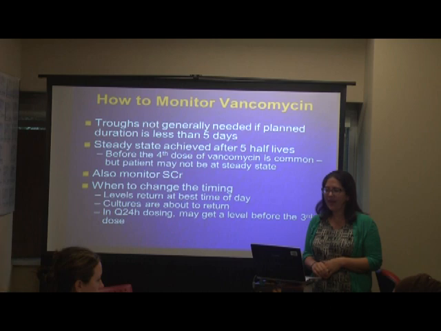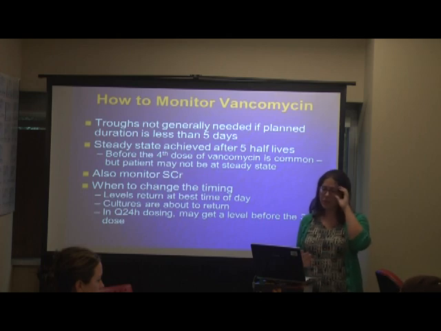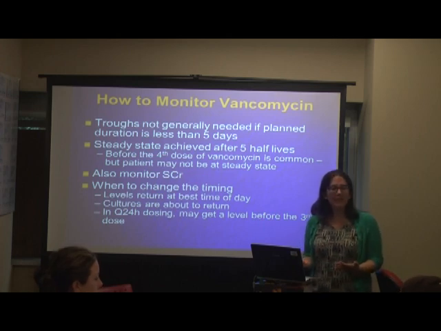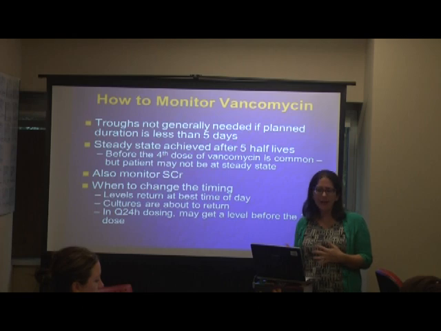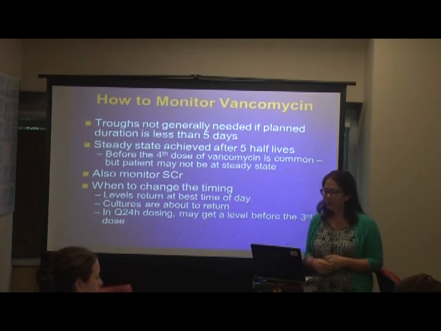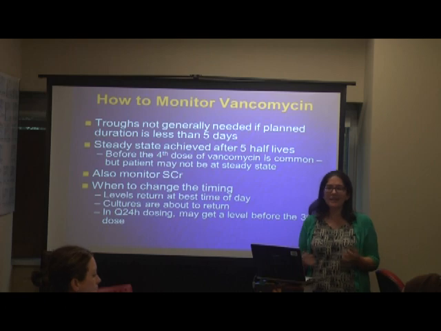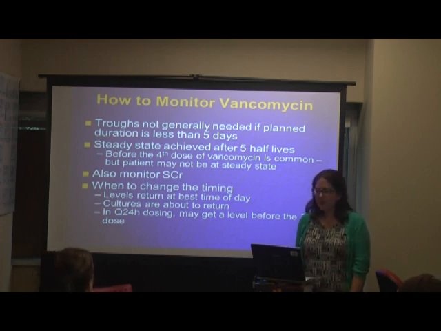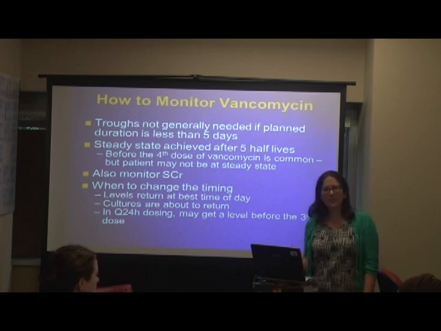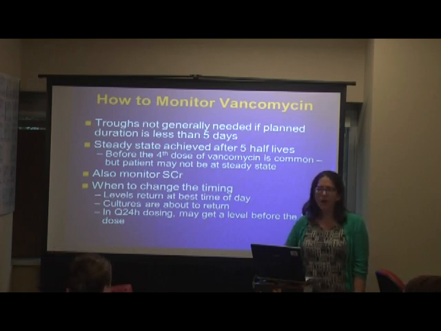Well, troughs are generally not needed if the planned duration is less than 5 days. So you may want to wait and see if she's going to have a positive culture. If she has good renal function and they have a CSF culture, we're waiting for those to take 48 hours, so maybe we're not going to get a trough until we see if she's going to continue on therapy. If she does have a gram-positive infection and we're going to continue therapy, then we'd want to get one after steady state is achieved, and steady state is achieved after about 5 half-lives. Before the 4th or 5th dose is a common time that vancomycin troughs are taken.